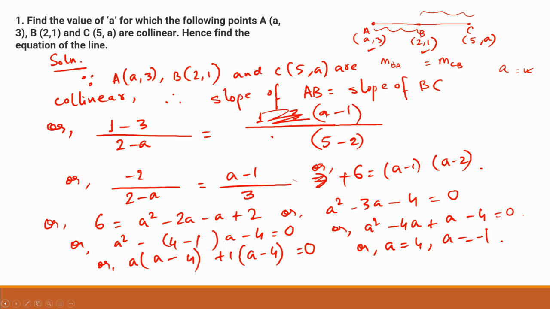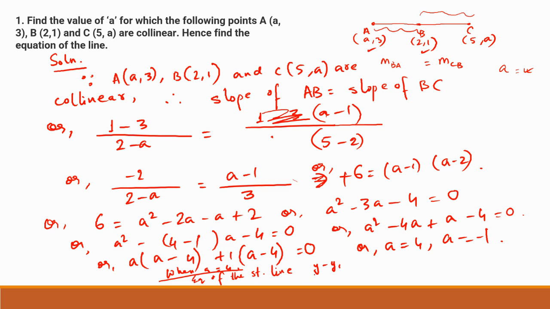So hence, find the equation of the straight line. Now you see you have 2 values, A equals 4 and A equals minus 1, right? Now basically when A equals 4, what will be the equation of the straight line? Equation of the straight line will be this thing, right? You can consider any 2 points. Let's say A 4 comma 3 and B 2 comma 1. You can find the equation from these two.